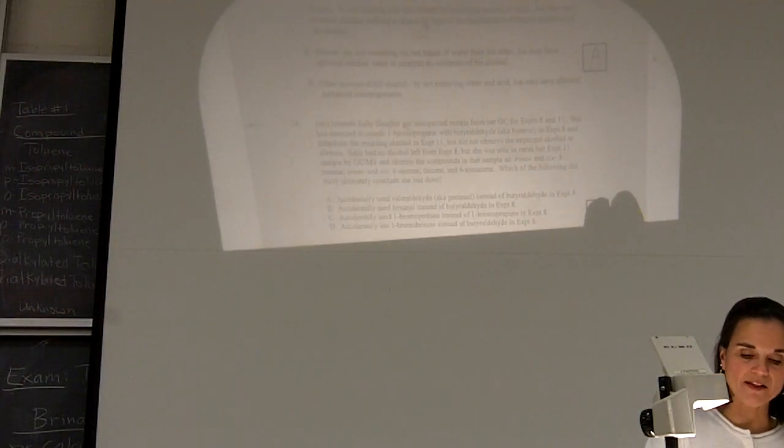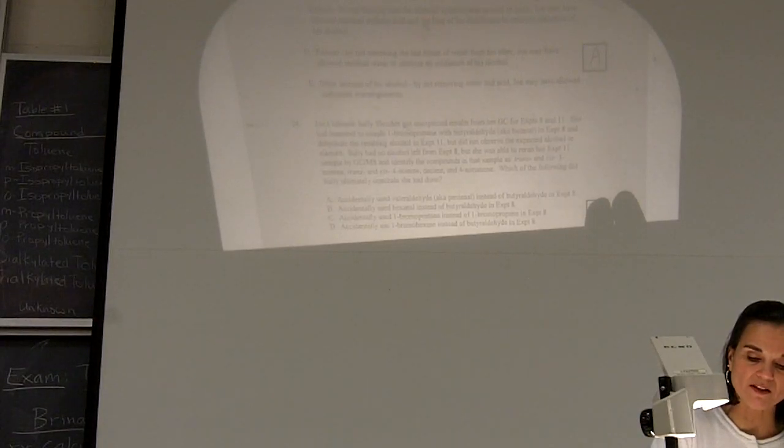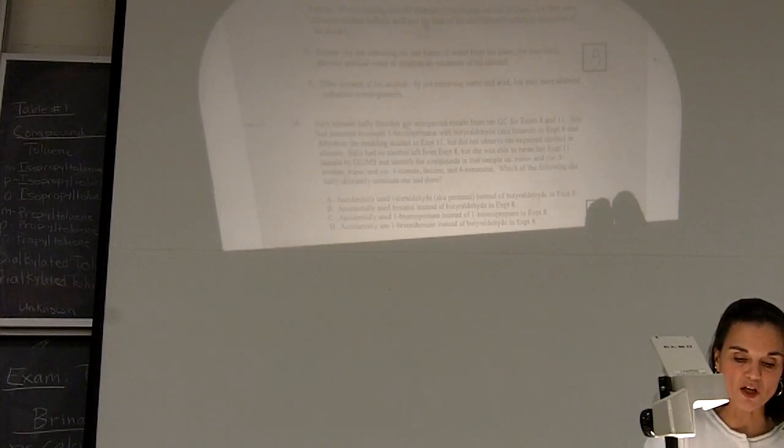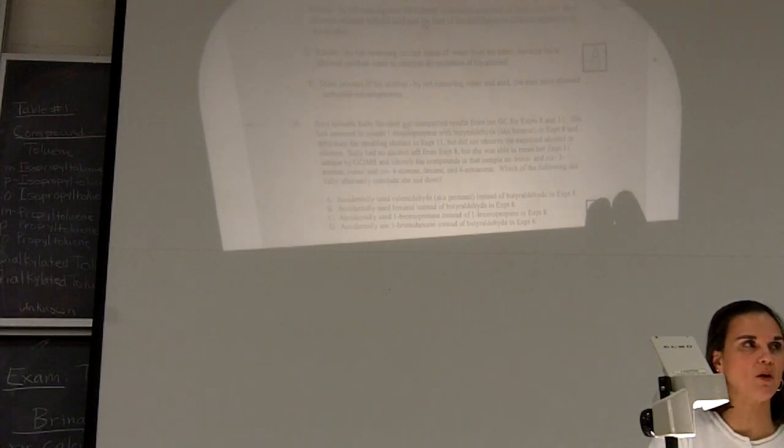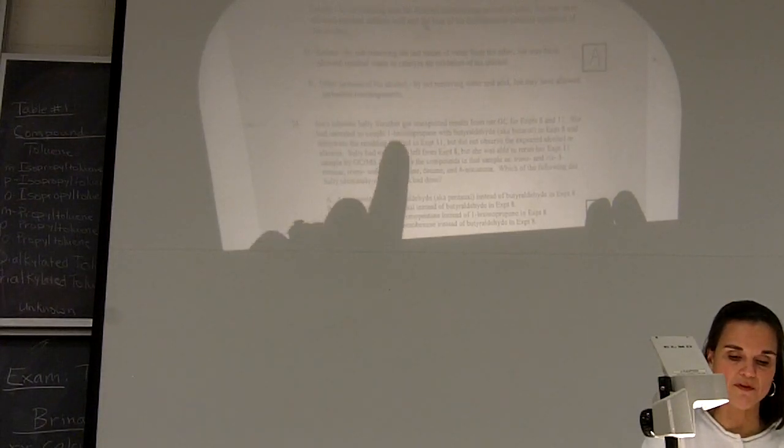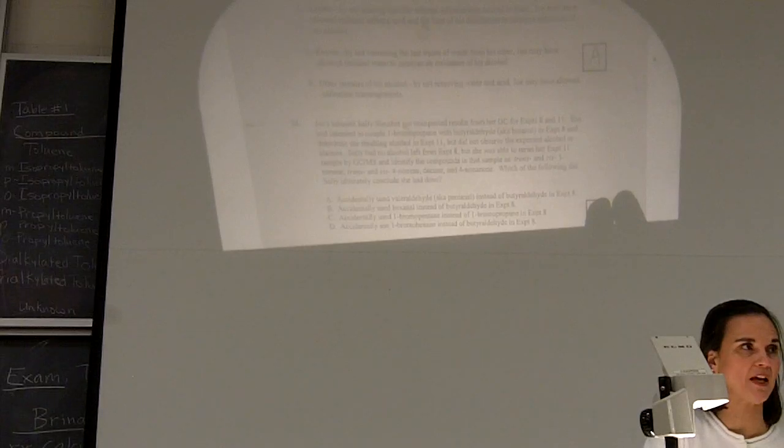Joe's lab mate, Sally Sleuther, got unexpected results from her GC for experiments 8 and 11. She had intended to couple 1-bromopropane with butyraldehyde, aka butanol, in experiment 8 and dehydrate the resulting alcohol in experiment 11, but did not observe the expected alcohol or alkenes. So just from that, from 1-bromopropane and butyraldehyde, what would the alcohol be? 4-heptanol, right? From 1-bromopropane and butyraldehyde, you should have made 4-heptanol. Does everybody agree? Yes. Hopefully, yes.